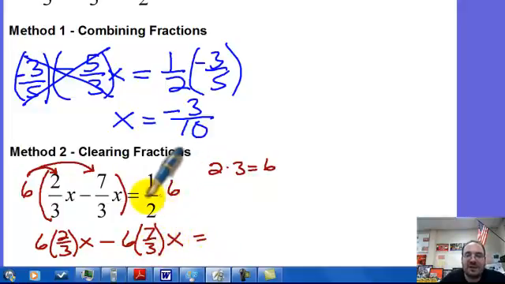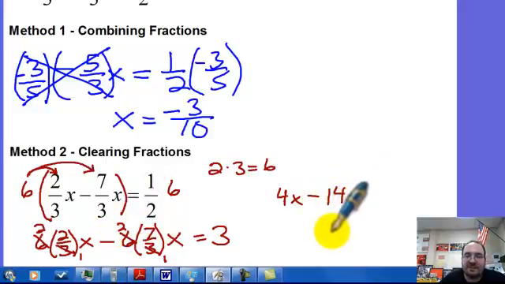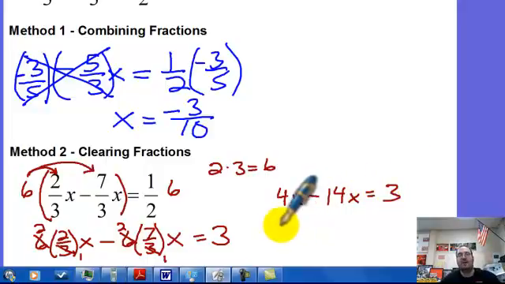And then here, 6 times 1/2, well, that one I can do really quickly in my head. That's just 3. And the other ones, well, this 3 cancels there. I get 1 and 2. So 2 times 2, I get 4x. And then here, I divide both of these by 3. I get 1 and 2. And then 2 times 7, I get negative 14x equals 3.